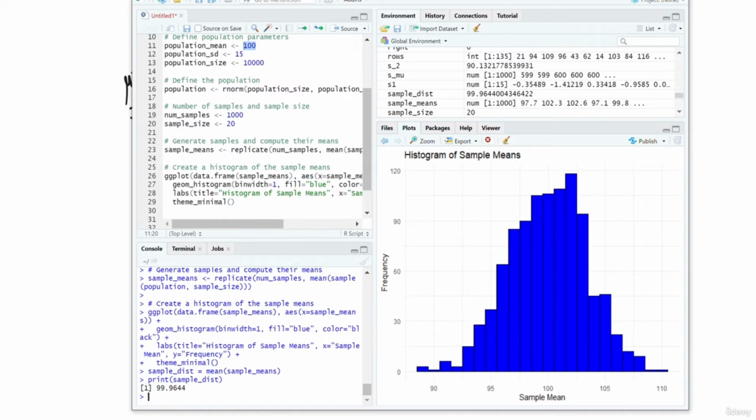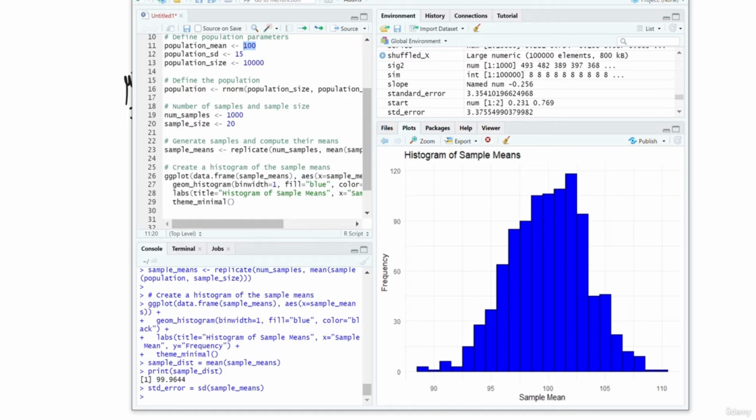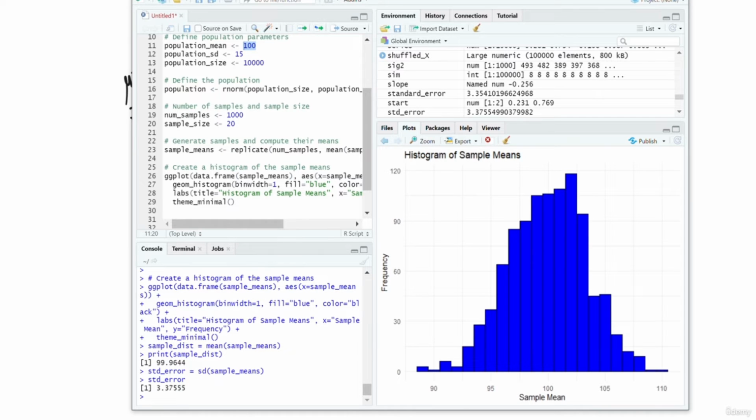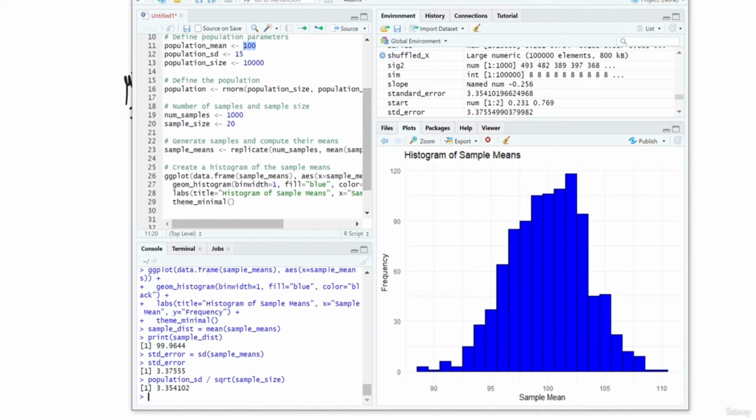And I also said that its standard error should be equal to the population standard deviation divided by the square root of n. Well, let's see what its standard error is. It's 3.3755. This should be equal to the population standard deviation, which is 15, divided by the square root of our sample size, and we get 3.35. And so those are really close to each other.